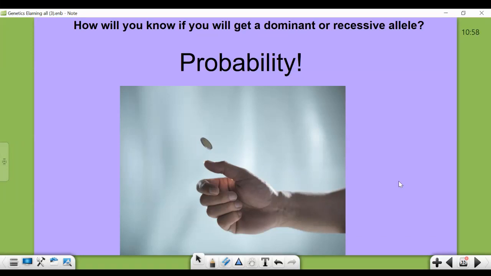All right, so now at this point, we should understand the difference between a dominant and a recessive allele and knowing if something is homozygous or heterozygous. So now we need to talk about something called probability. Yes, it is the same word you have heard in math before. How do we know what our outcome could be?